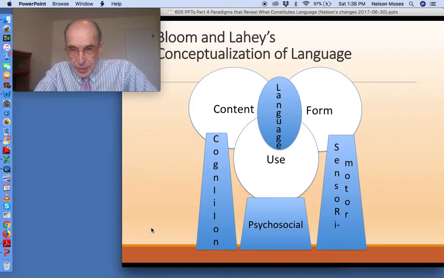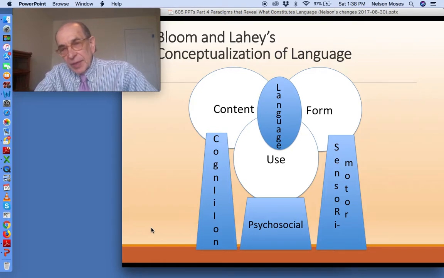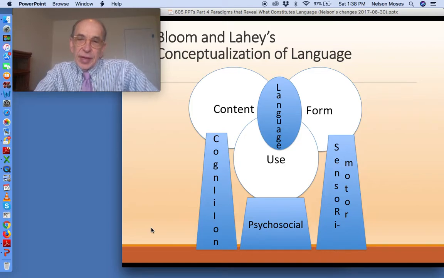And you see that blue kind of oval in the middle, overlapping content, form, and use? That indicates that whenever you're observing language, you're observing the intersect of content, form, and use. That is, any utterance that we recognize as language is an utterance that has in it content, that is ideation and affect; form, that is, it's being represented through a symbol system; and use, it's being expressed for a reason with social skills attached for achieving that goal of communication.